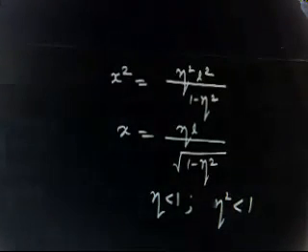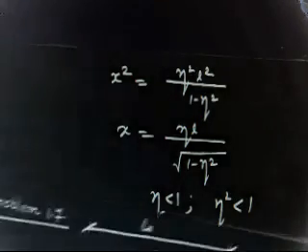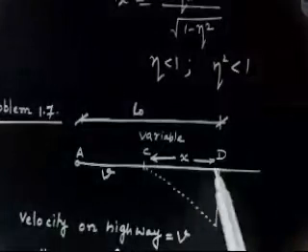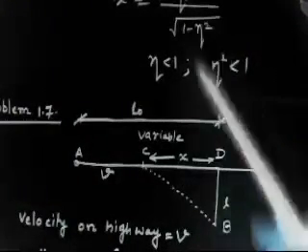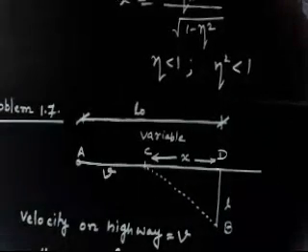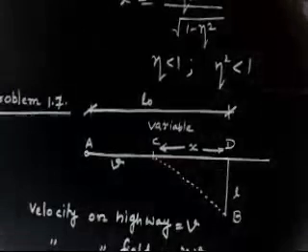Are you getting or not? So you see, basically in this question the answer is this distance, which should be eta L divided by root 1 minus eta square. So this is the distance after which this has to take a turn. So this is the velocity.